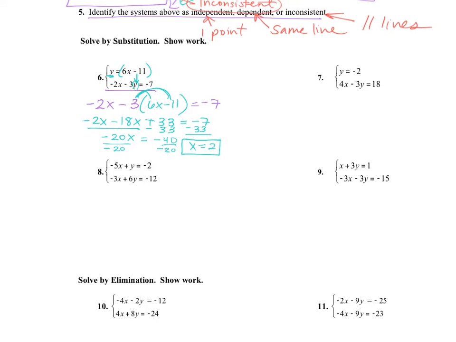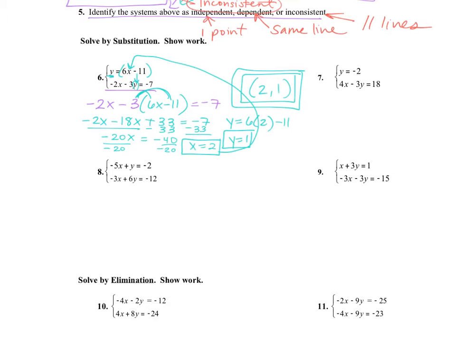Okay, and then once you have your x value, we're going to bring that x up to here and plug it back in. You can plug it into either one. The top one's just easier because y is isolated for you. So it's going to be y equals 6 times 2 minus 11. So y is going to be 12 minus 11, or 1. So your answer is the point 2, 1. We're always looking for a point here. Where did our two lines meet? They met at the point 2, 1.